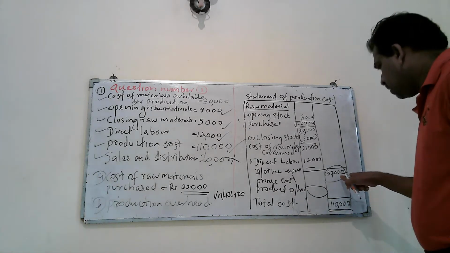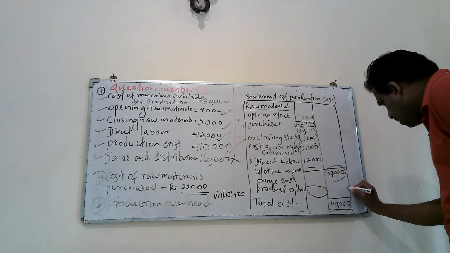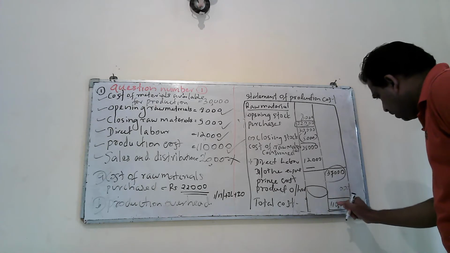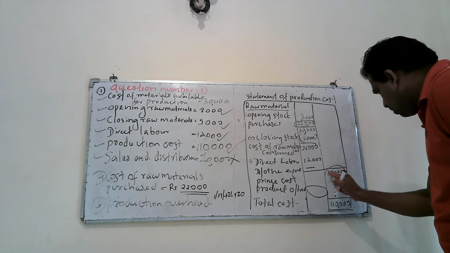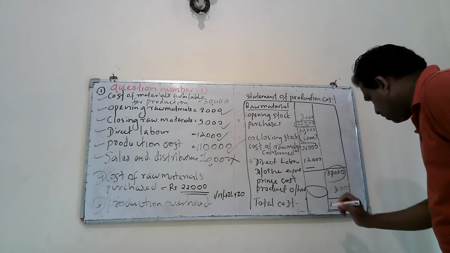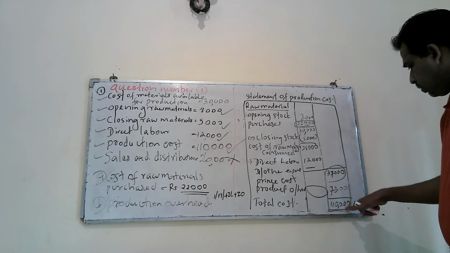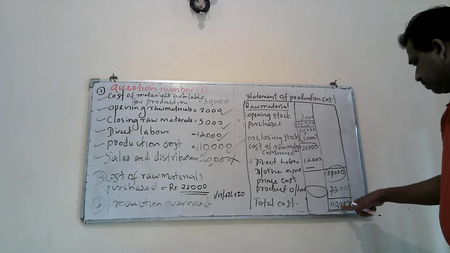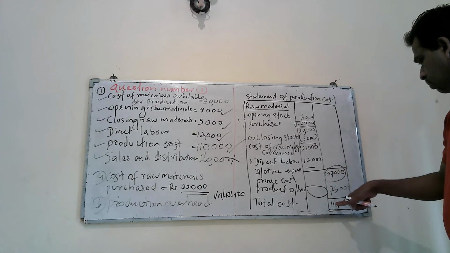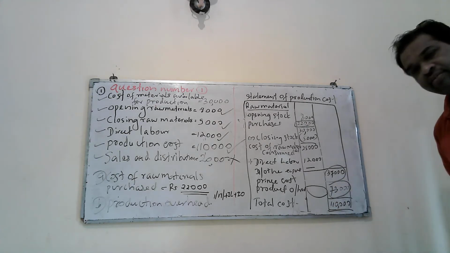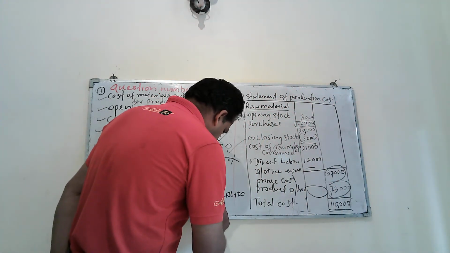Then you deduct prime cost from the total cost, which equals production overheads. 110,000 minus 37,000. 0, 0, 0. 7 plus 3 is 10, balance 1. 3 plus 1 is 4, 4, 7, 11. Then you get the answer for production overhead, 73,000.